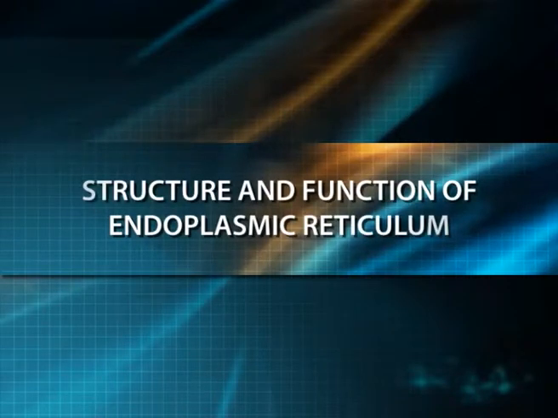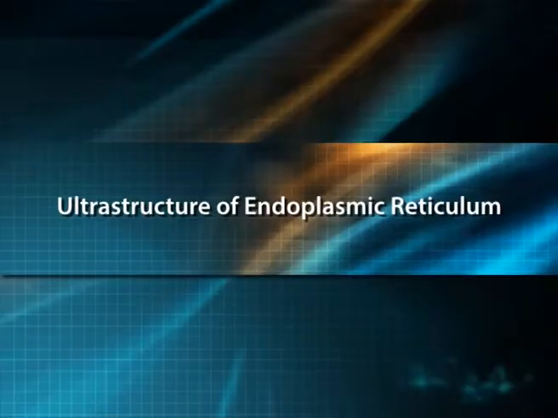Structure and function of endoplasmic reticulum. Eukaryotic cells are distinguished from prokaryotic cells by the presence of membrane enclosed organelles within their cytoplasm. These organelles provide discrete compartments in which specific cellular activities take place, and the resulting subdivision of the cytoplasm allows eukaryotic cells to function efficiently in spite of their large size.